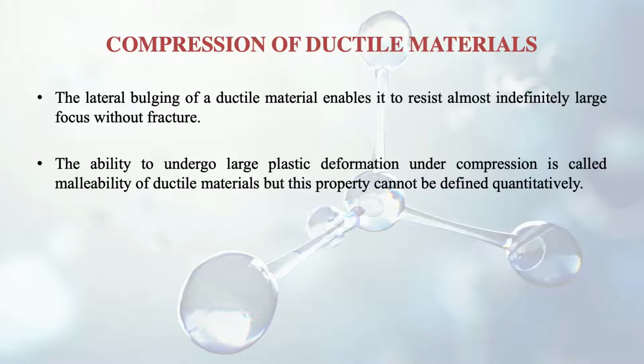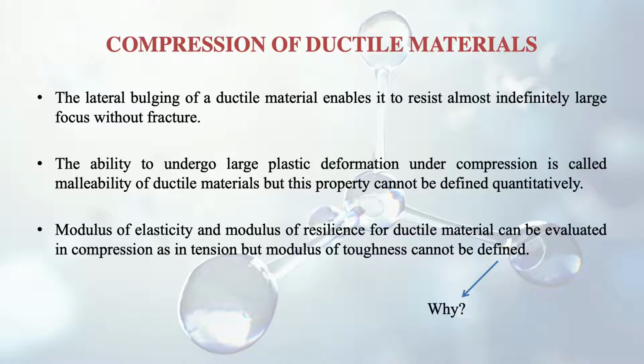The ability to undergo large plastic deformation under compression is called malleability of ductile materials, but this property cannot be defined quantitatively. However, one qualitative definition says that malleability is when a material can be turned into sheets. Like you may have seen in a steel plant that there are sheets of certain kinds of steel. Such sheets can be made only when the material is malleable.